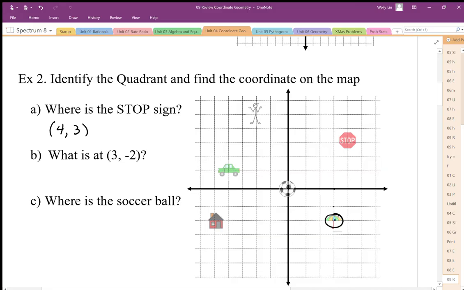So there's my object at (3, -2), and it is an umbrella. The soccer ball is at (0, 0). It's right at 0 on the number line horizontally, right at 0 on the number line vertically, and it's something that we call the origin.